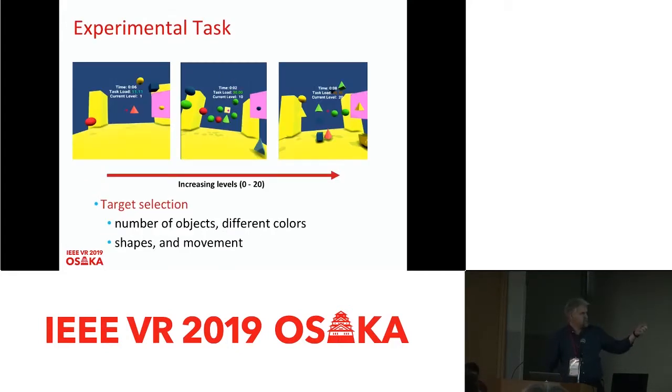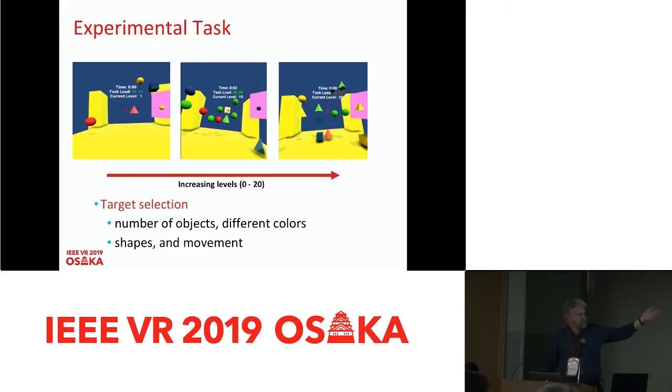So here's the experimental task. It was a target discrimination task. The idea was, you're in a VR environment. In the pink box over there, you see a target. So in the first one, it's a yellow sphere. And then the idea was to look around the VR environment to try and find a yellow sphere, and then pull the trigger on your controller when your crosshair is covering the sphere.